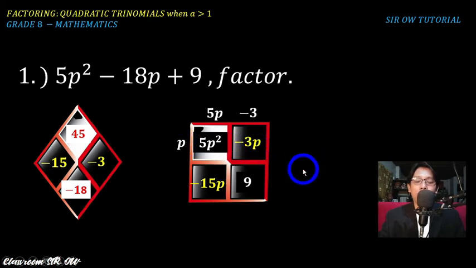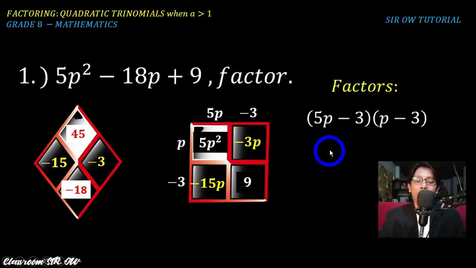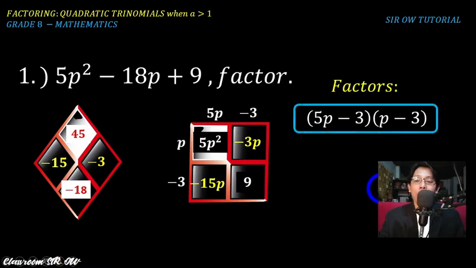The next step is you divide negative 3p by p. And of course, that is negative 3. And we divide negative 15p by 5p, and that is negative 3. So our factors are 5p minus 3 multiplied by p minus 3. And this will be our answer.